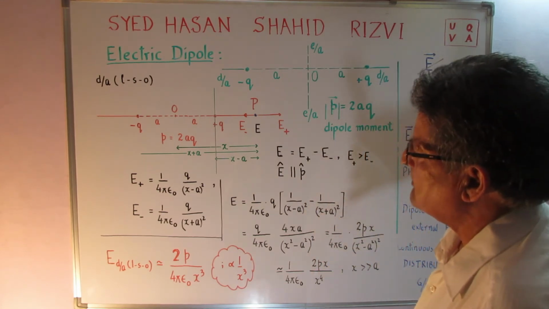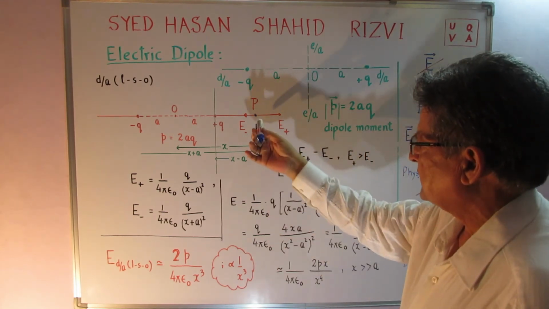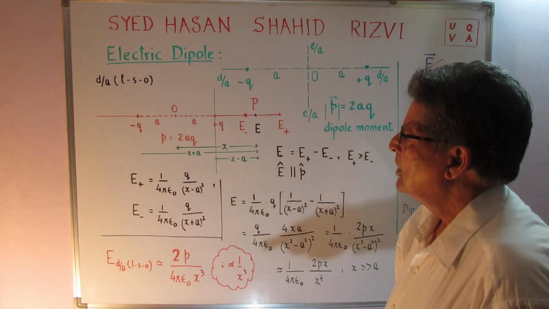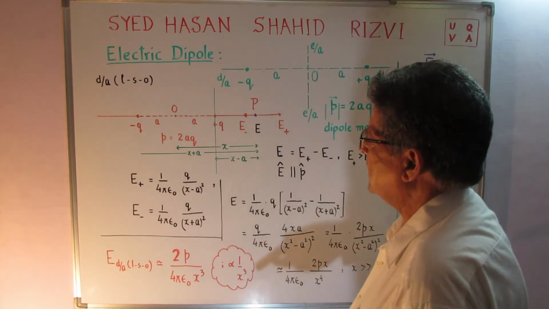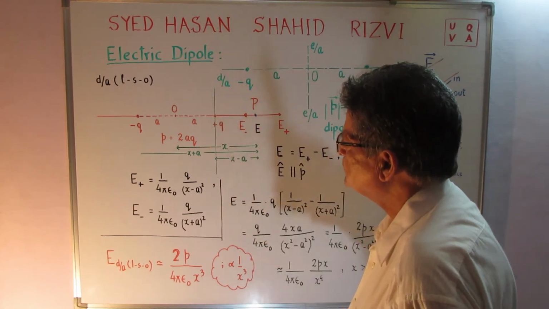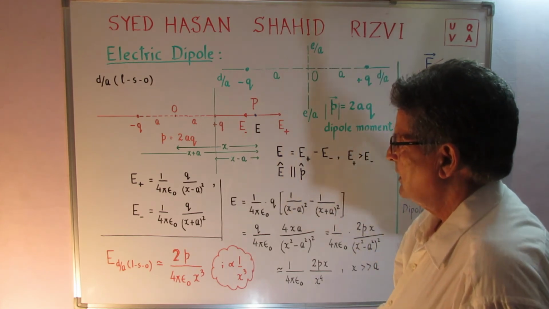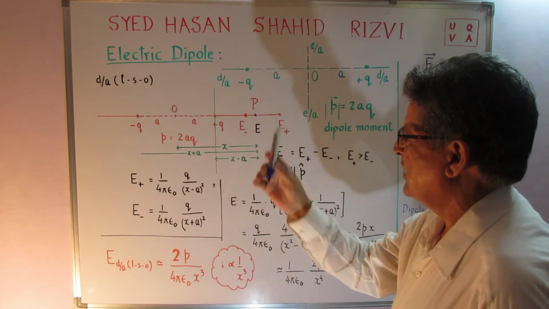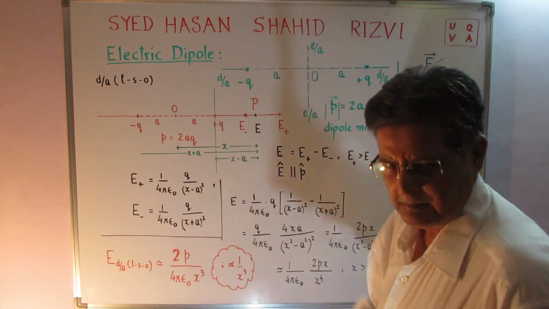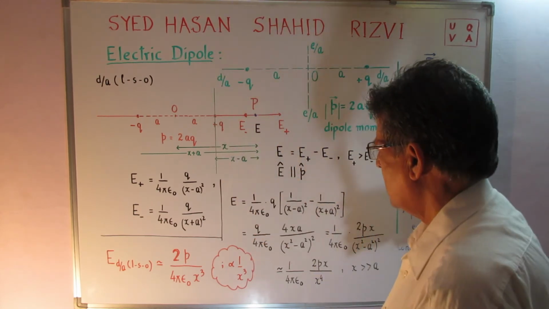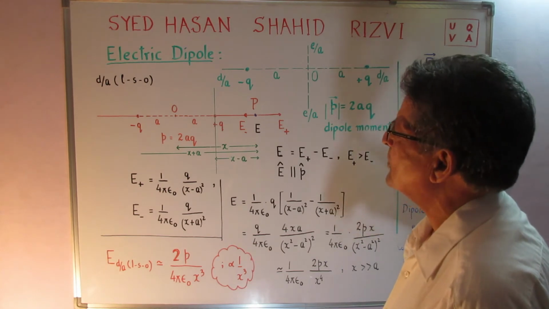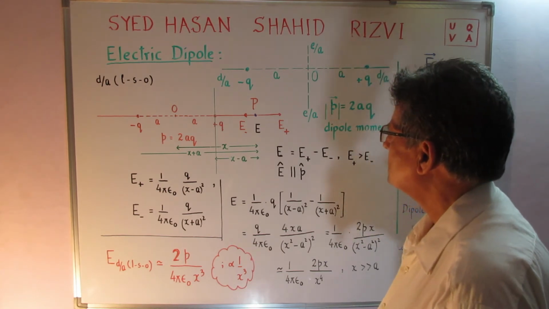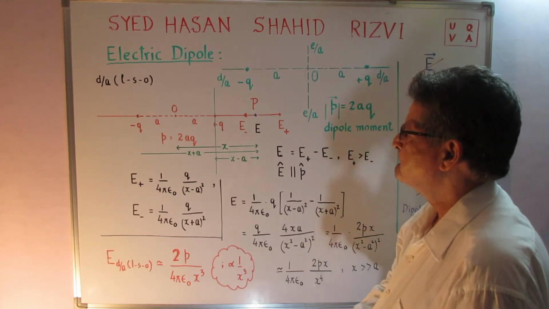Now always remember that the distance of this point from the center of the dipole is normally much larger. x is much larger as compared to A. Rather, much more large as compared to A.